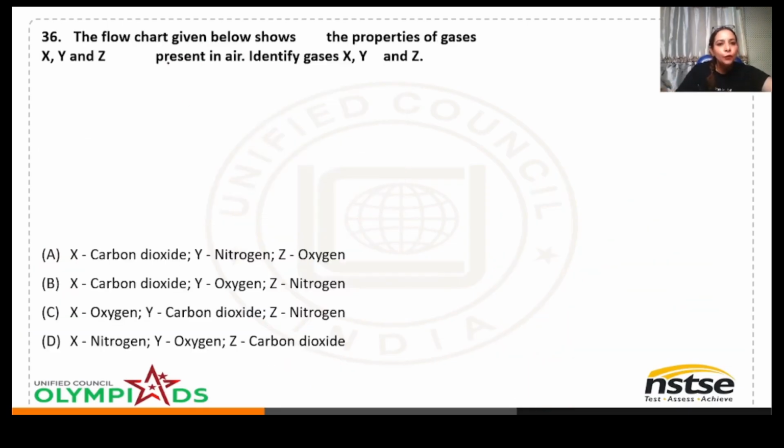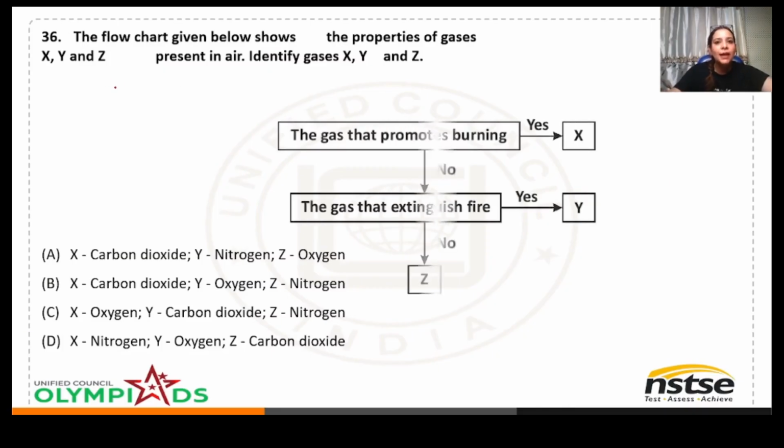Next question. The flowchart given below shows the properties of gases X, Y, Z present in air. We need to identify these gases. So this is a flowchart and we have a few clues also. There is a gas which promotes burning, and that is X. And a gas which doesn't promote burning but extinguishes fire, that is Y. Then we have a gas that neither supports burning nor extinguishes fire, that is Z.